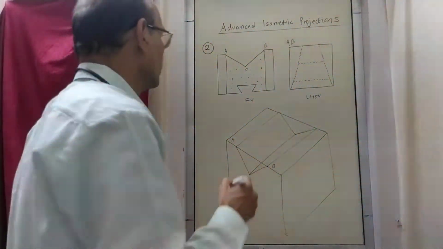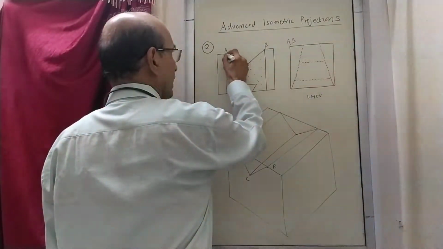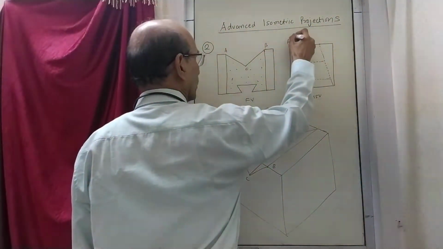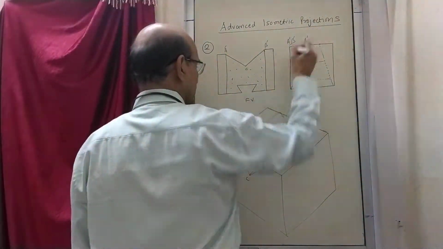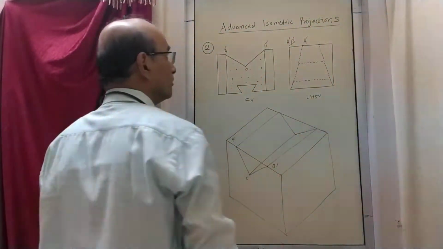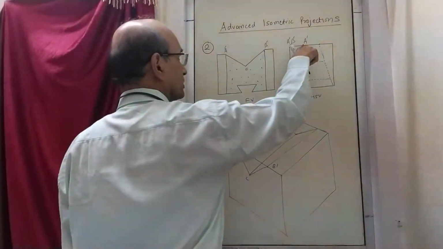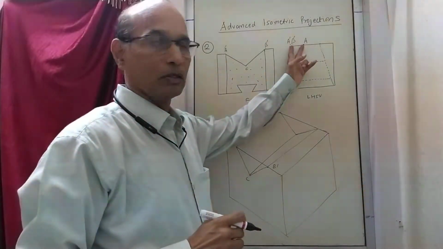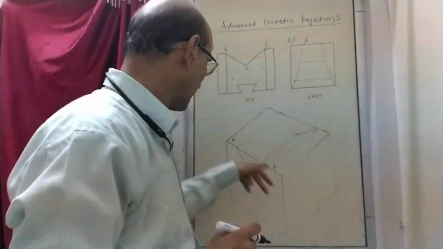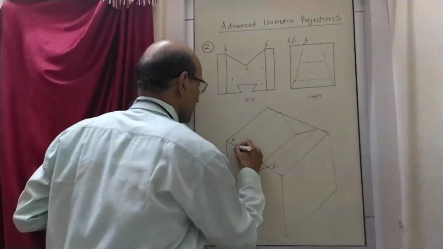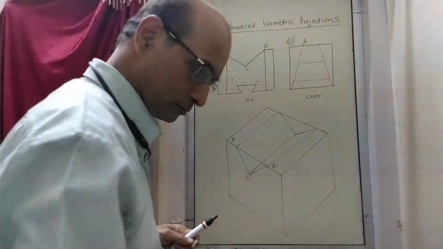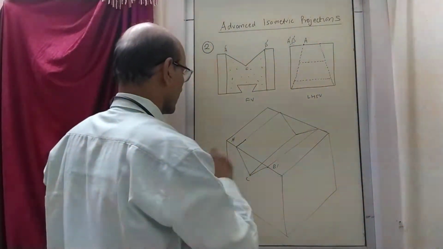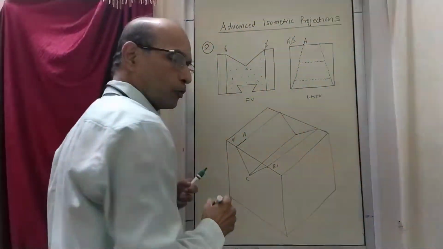Now the next thing is, we are going to find out that this A is not going to be here, it is going inside. So if I call this AB, this is A dash, B dash. Now this A is not here, A is here. So A has gone inside by this much amount. So measure this distance and mark it here. So A is here. This is the position of A.